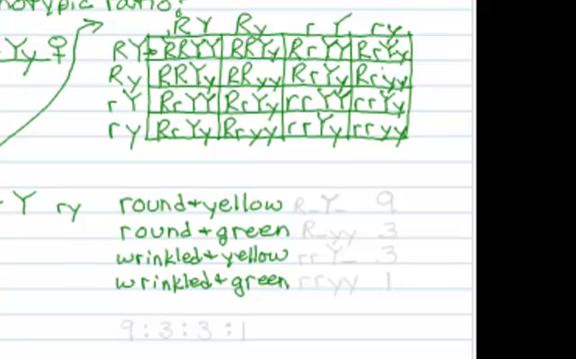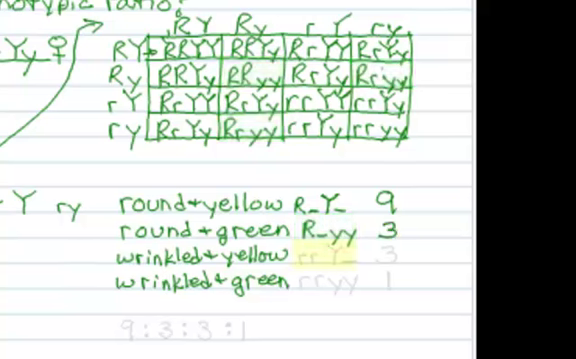So for round and yellow, those are both dominant. So what you would look for is plants that can have a big R and then anything, and then a big Y and then anything. So you would count how many have both a capital R and a capital Y. So you get 9 of those. Round and green, well, round is a big R and anything, but green is recessive, so that's going to be little y, little y. So we're looking for something with a capital R and 2 little y's. And for that you get 1, 2, 3.